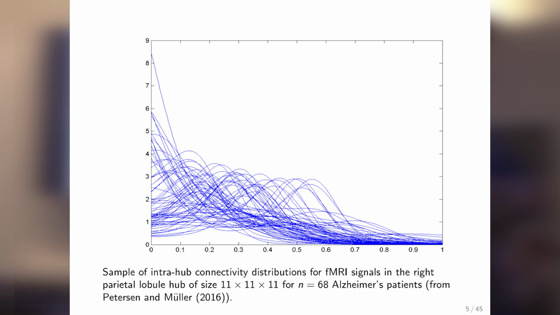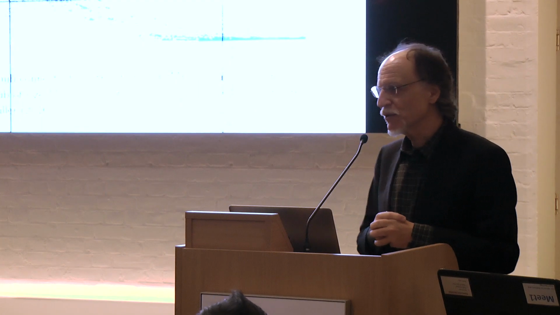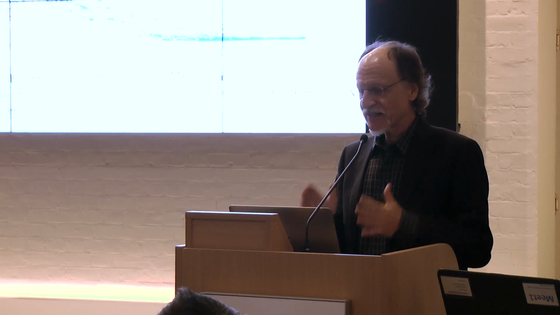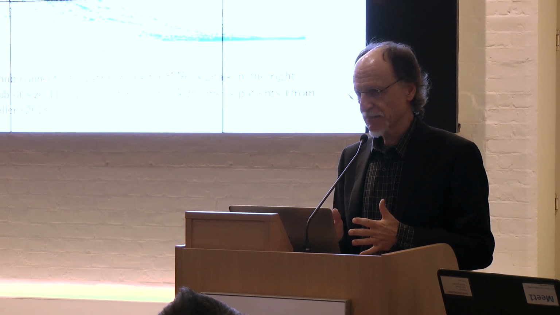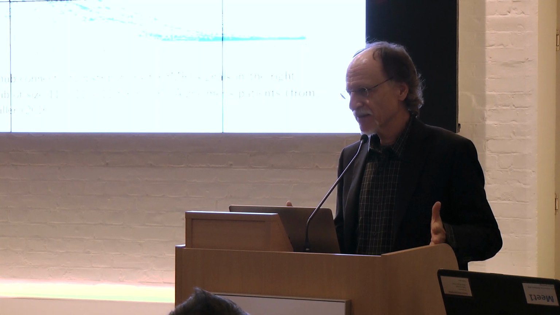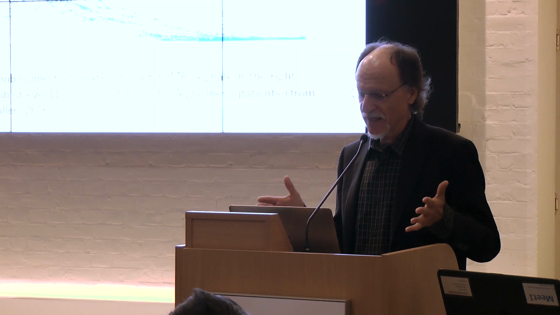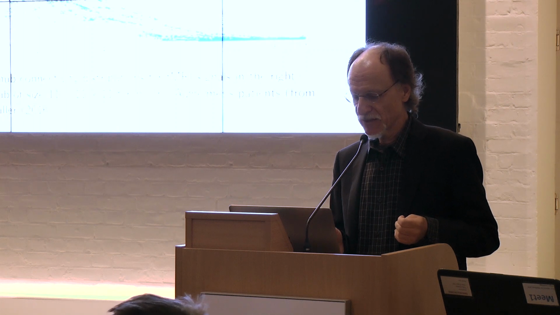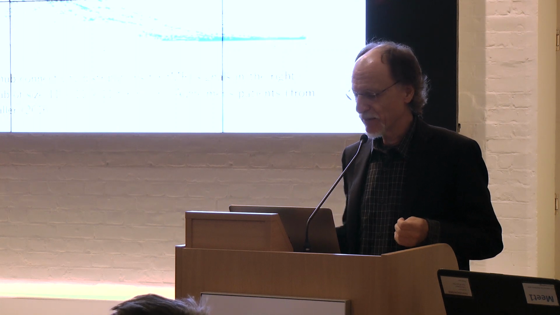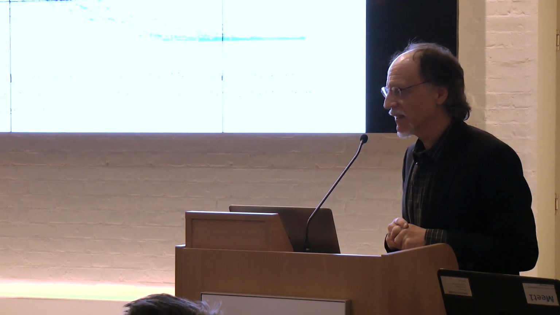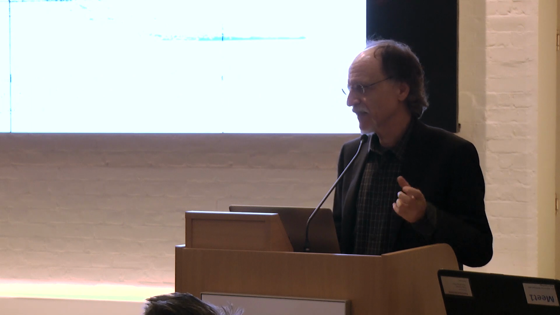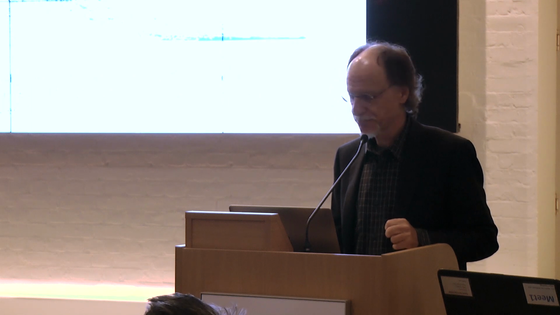So the x-axis is going here from 0 to 1. And then you look at the distribution of these correlations over the brain hub. So each subject has one distribution. All are Alzheimer's patients. What you can see here is it goes all over the place. Some of them have no correlation, almost, they are near 0. Others have a peak at 0.5 to 0.6. Question is, can we learn something about the subject based on this, about their mental state?